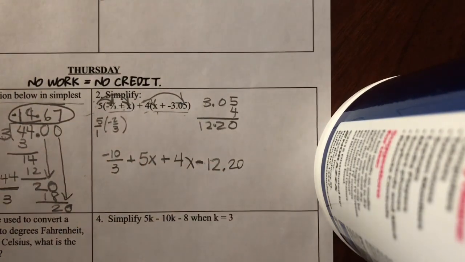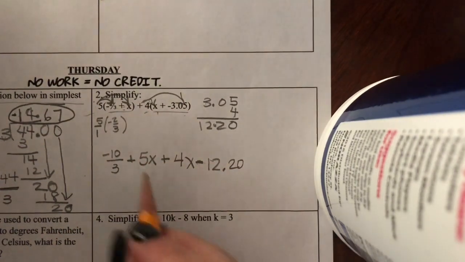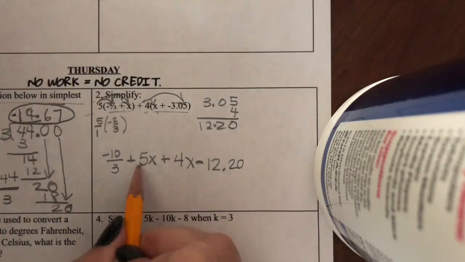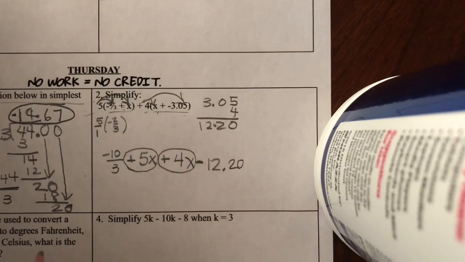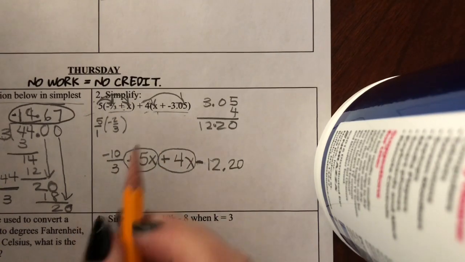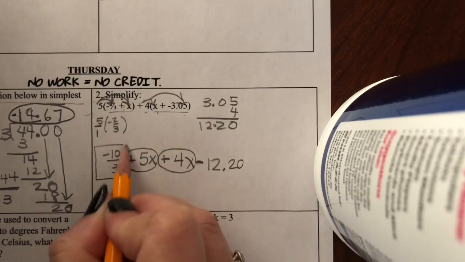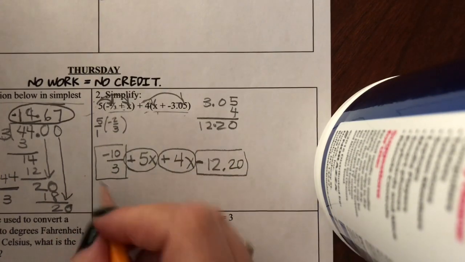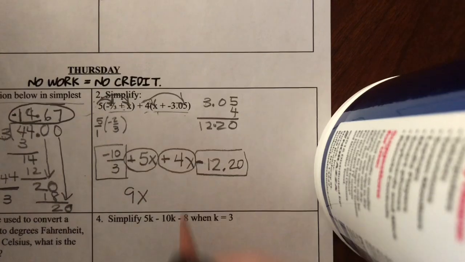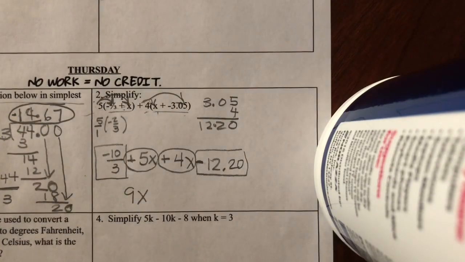Now, there are different terms here, so I need to combine all the like terms. So first case, I have these two that have the same variable, which is an x, and then I have two constants, so I'm going to put boxes around these. So easy enough, let's just combine positive 5x and positive 4x. That's going to give me a 9x. Now, I need to combine negative 10/3 and negative 12.20.